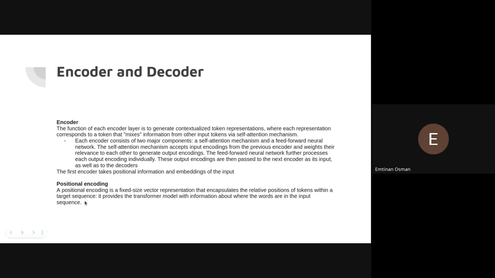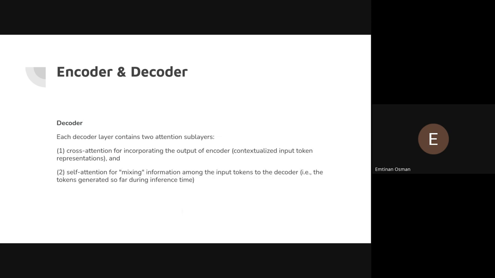So as I said, the position encoding is a vector representation that encapsulates the relative positions of tokens in the target sequence. With the decoder, as I said, this is cross attention, incorporating the output of the encoder, if there is an encoder, and self attention, mixing information among input and output.